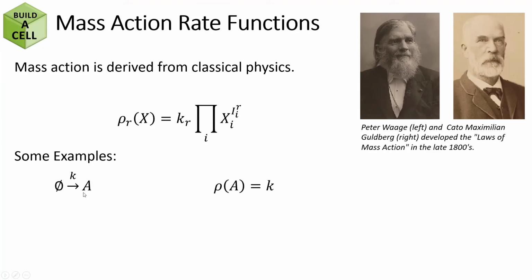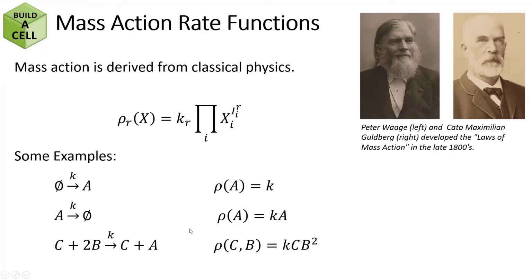If I have nothing going to A, I have no input species, so my rate is just k. If I have A going to nothing at rate k, my input species here is A, so my rate is k times A raised to the power of 1, because only a single A is used in this reaction. If I have 2B plus C as my input species, my rate is going to be k times C, because there's one C being used, times B squared. The stoichiometry of B is 2, so I raise B to the power of 2. And note that my output species don't matter. I only care about my input species here. And that gives me my mass action rate function.